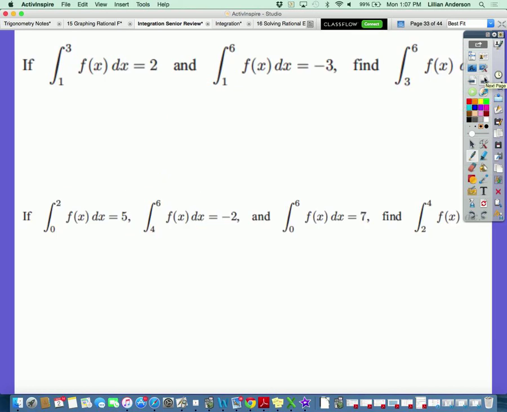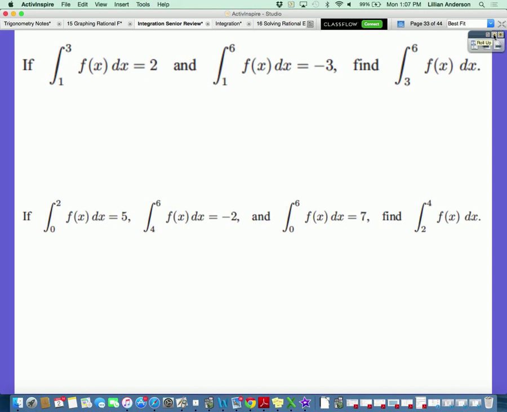This also could be done this way, without a graph. So they're still talking about a general function. They say that if the integral from 1 to 3 of a function is 2, and the integral from 1 to 6 of the same function is -3, then what is the integral from 3 to 6 of that function? You have to subtract -3.